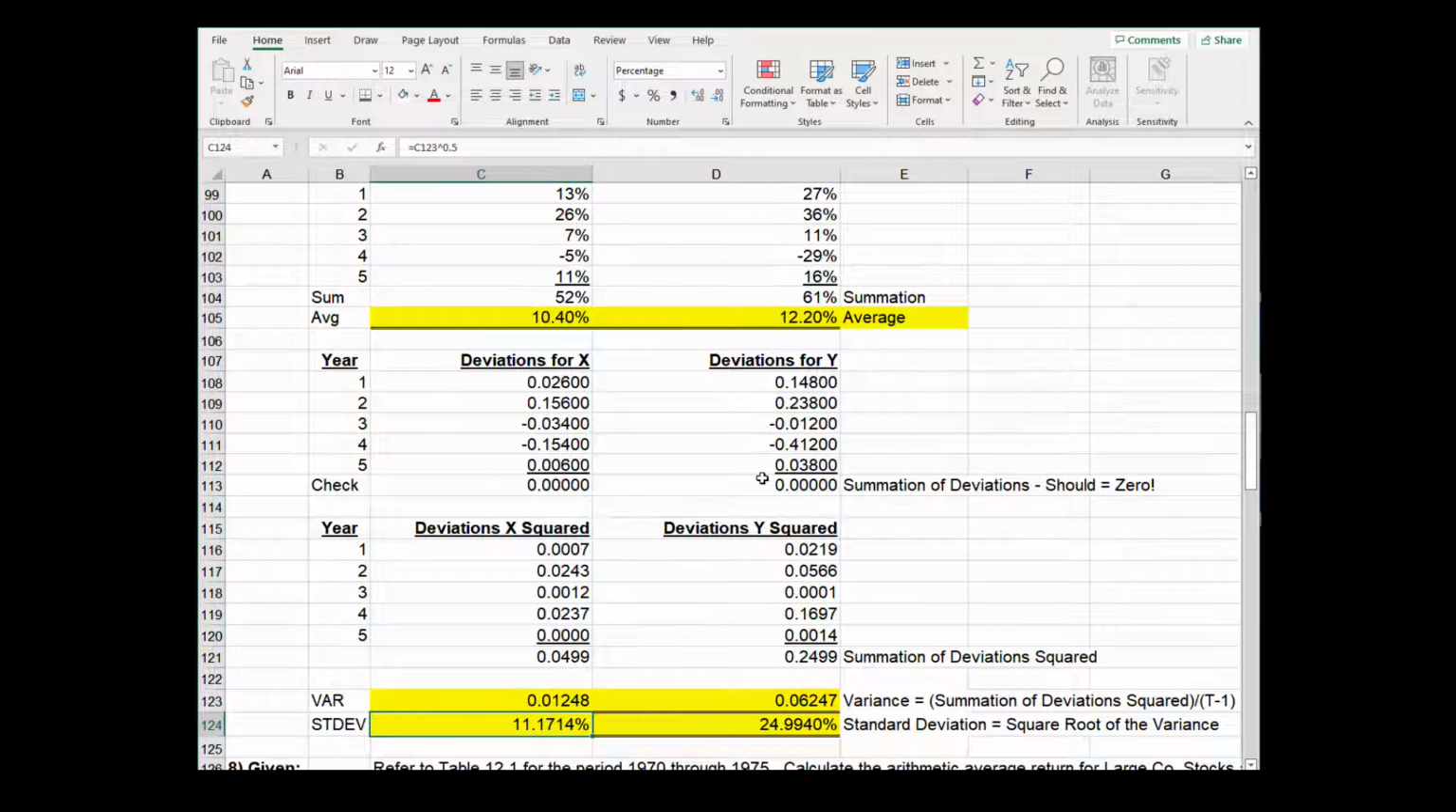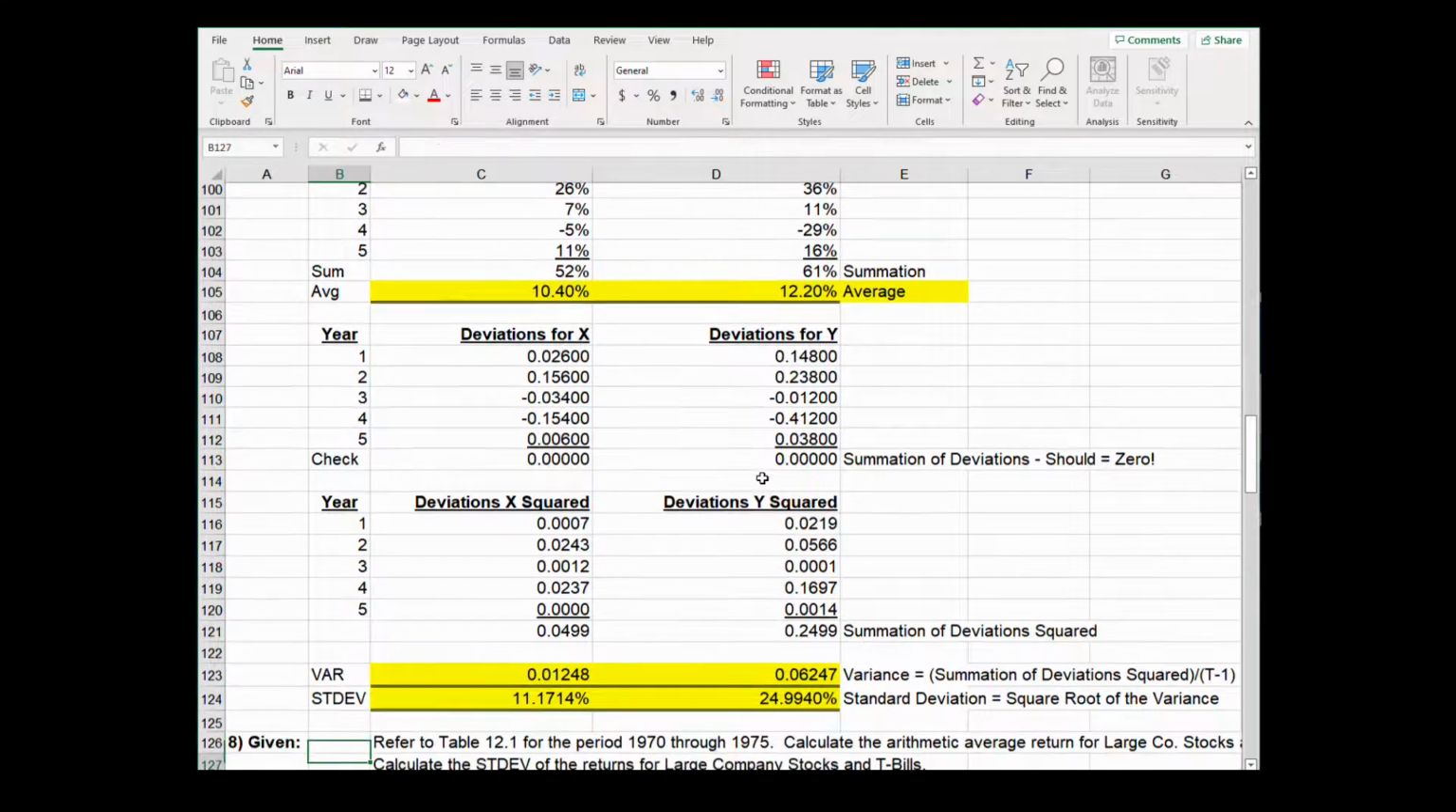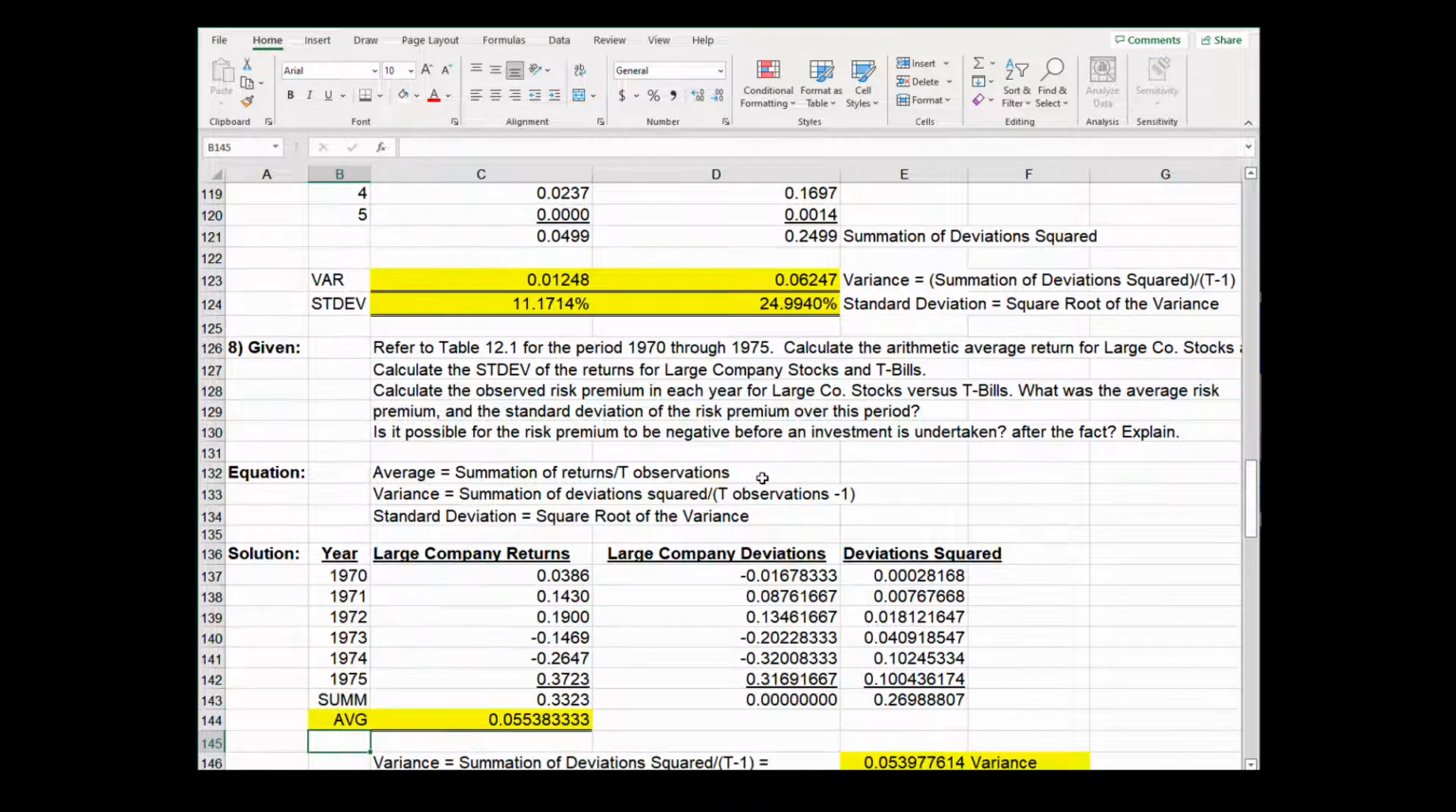From this, I take the square root in the final step to get the standard deviation, and I find X's standard deviation is 0.111714, or 11.1714%, and the standard deviation is much higher for Y, 24.994, almost 25%. So we see that stock Y is a more volatile stock. For that higher average return, you're going to pay for it in more volatility, so be very careful. And these are the advantages of knowing how to calculate standard deviation and variance. You can see which of the two stocks is more volatile.